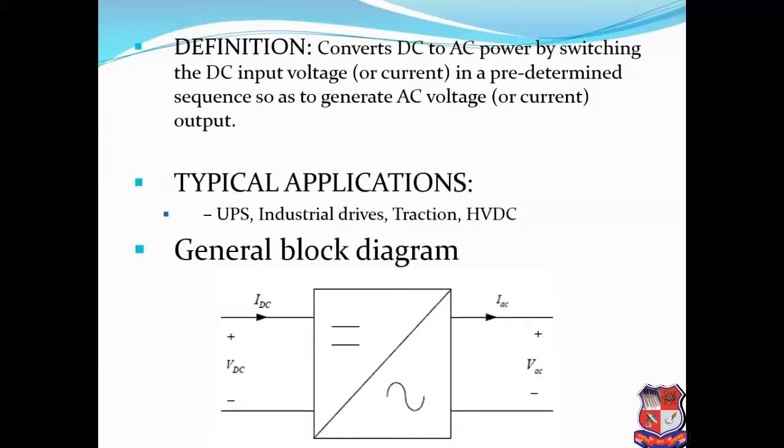So, what is the application of this inverter? The application of the inverter is in UPS, industrial drives, traction, HVDC systems. Okay, everywhere we can use an inverter. In our home appliances, we can use an inverter. And what is the basic general diagram of this inverter? The general diagram of a basic inverter is shown in this figure.